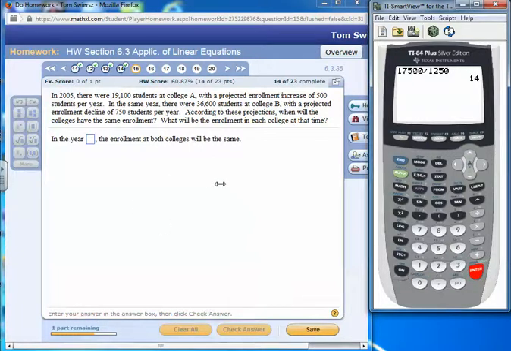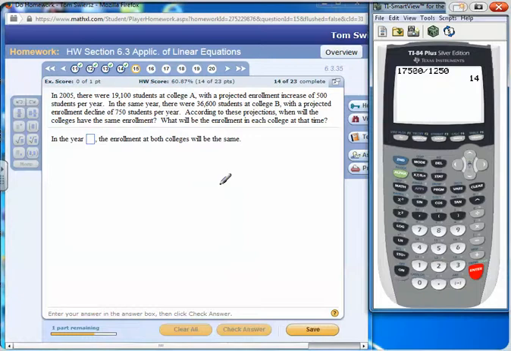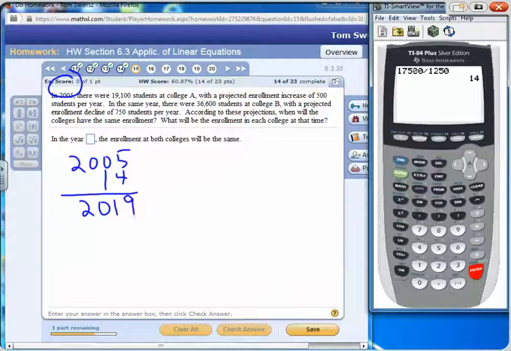Now notice, what is the answer? X is the number of years after 2005, right? We're starting at 2005, so 14 years later, when we add 14, we get the year 2019. That will be when the enrollment in each college will be the same. Okay, so we'll put that in, 2019.